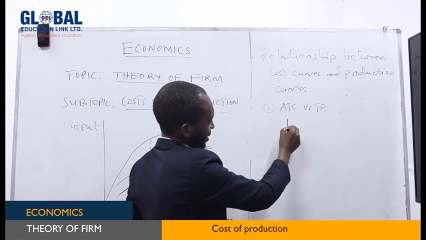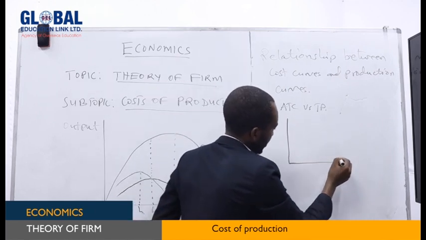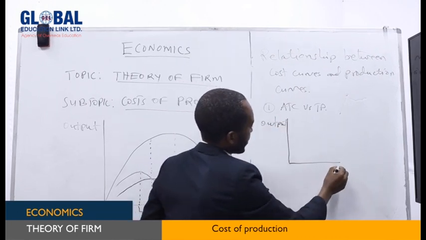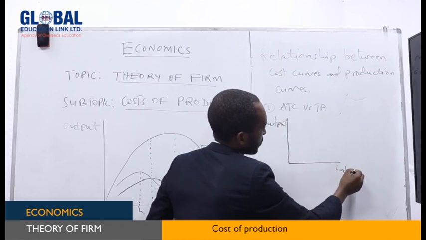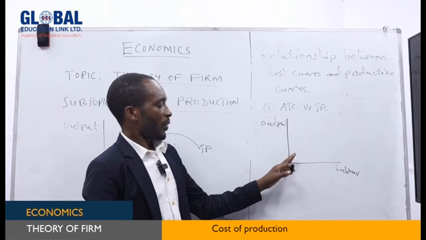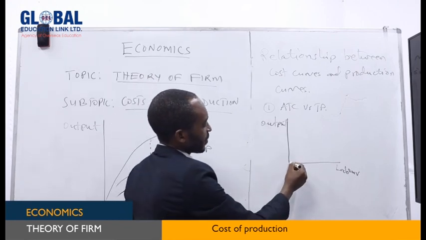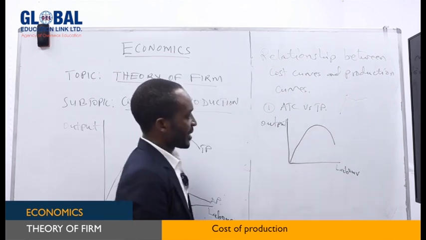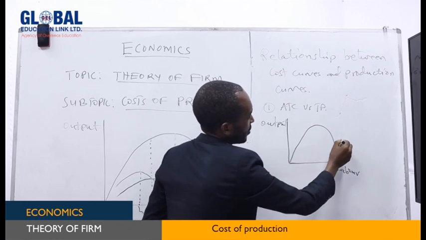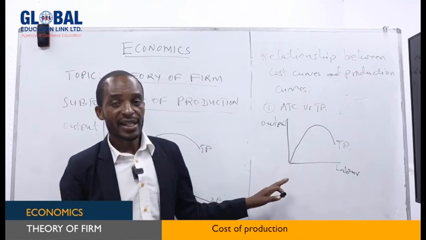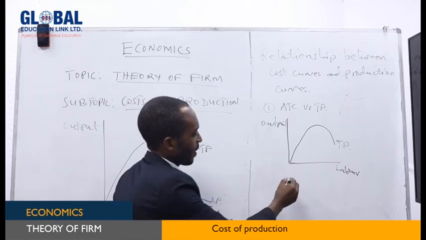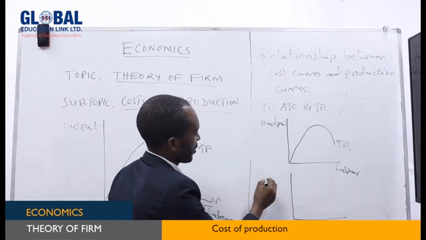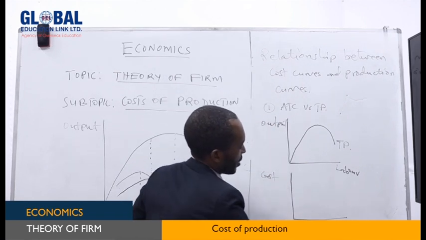So let us start with the total product. Here is output and here is labor. So the total product will start to increase, then will reach a maximum, then will start to diminish. This is the total product. And the cost curve, the average cost, here is cost and here is Q.